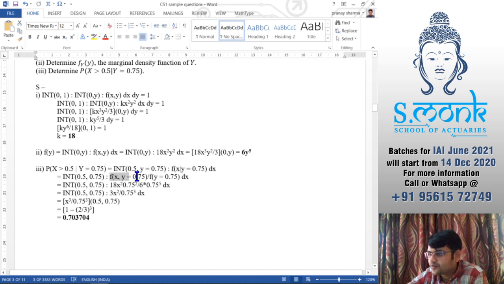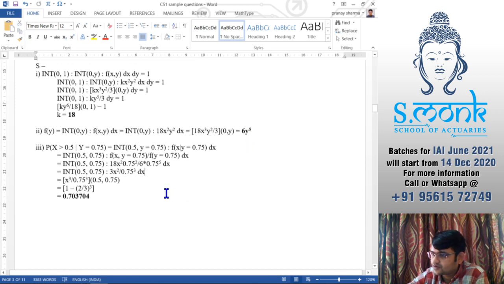So that would be the joint divided by the density function f of y at y equal to 0.75. In your density function of y, all you have to do is put 0.75 as y. Here you will put y equal to 0.75, here also, and this is the value you get. Then substitute the values of x, and you'll get this probability.